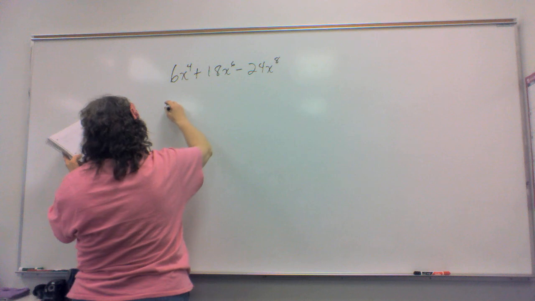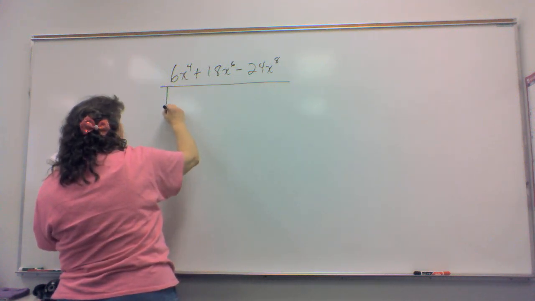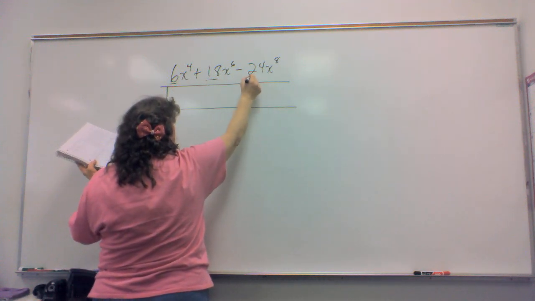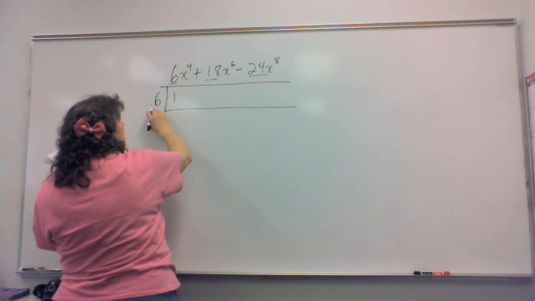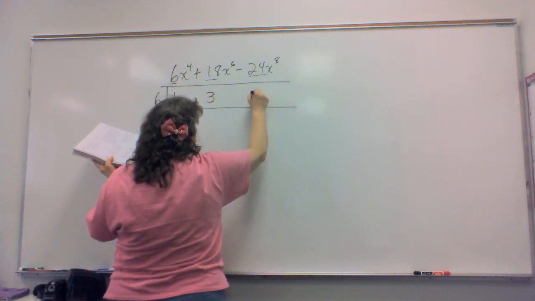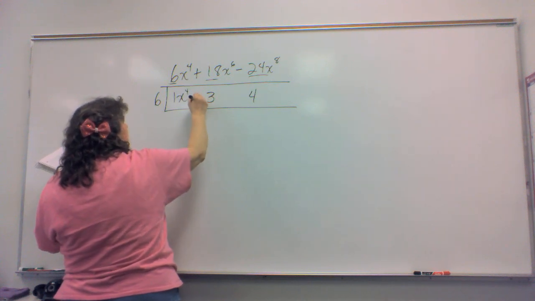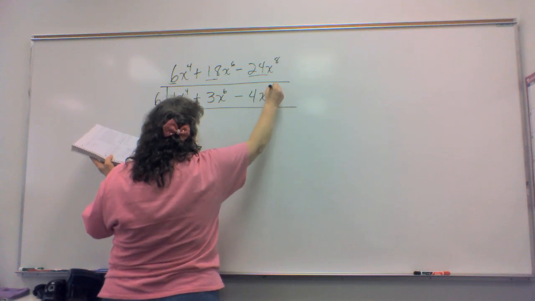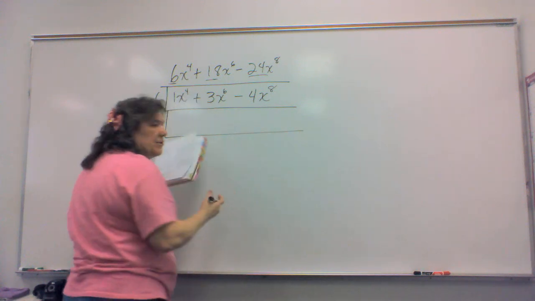So, we're going to draw a line under here. And we're going to look at the common factor of our numbers first. And it's going to be 6. So 6 times 1 is 6. 6 times 3 is 18. And 6 times 4 is 24. So we'll bring down our x to the fourth, the plus x to the sixth, and the minus x to the eighth. Now, we're going to look for another common factor.